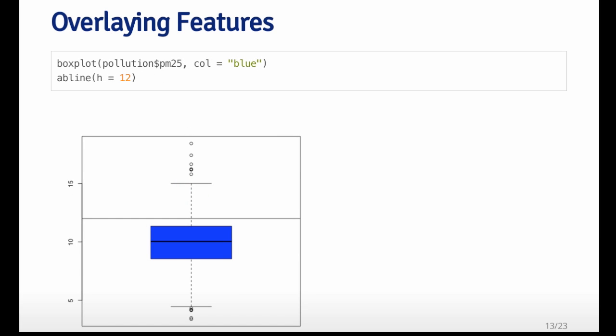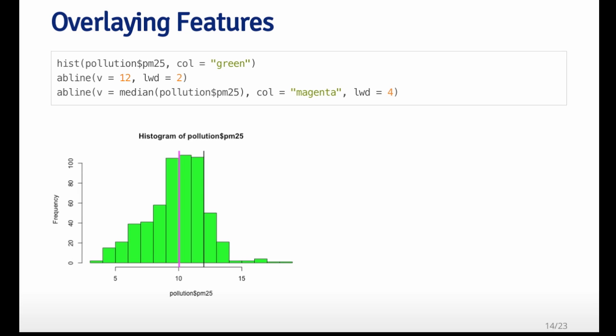Here's a box plot that I showed you before, but now I've overlaid a feature onto the plot, which is this horizontal line at the level of 12. Remember, 12 is the National Ambient Air Quality Standard, and I've overlaid the line right at 12 just to get a sense of which counties are above and below the line. You can see that the bulk of them, over 75%, are below the line because the entire blue box is below that line, and the upper end of the blue box is the 75th percentile, or the third quartile. So that's useful for pointing out specific features.